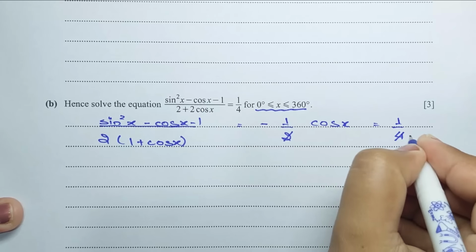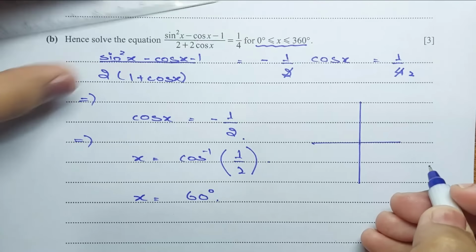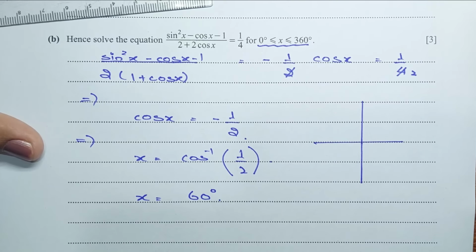Now cos is negative. Let's see in which quadrant cos is negative. Let's recall the CAST rule: C, A, S, and T. So cos is positive in the first and the fourth quadrant. Cos is negative in the second quadrant and in the third quadrant. And the operations are over here. We have 180 minus theta, and here we have 180 degrees plus theta.